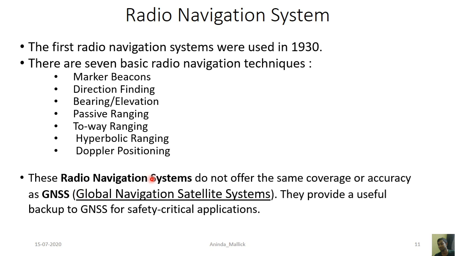This radio navigation system does not give the same coverage area and does not offer the same accuracy as GNSS does. GNSS is the global navigation satellite system, and the radio navigation system is basically used as a backup for this global navigation satellite system.